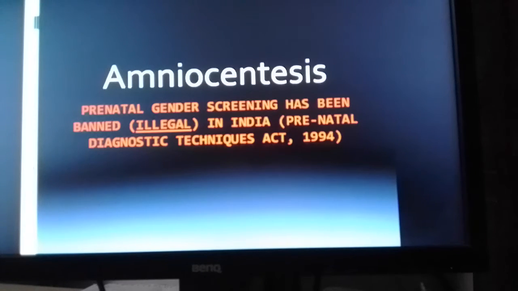This presentation is about a prenatal technique called amniocentesis. At the outset, I would like to give a warning that prenatal gender screening, that means to find out male or female child, has been banned, that is considered illegal in India. This restriction is put out by the Prenatal Diagnostic Techniques Act 1994.